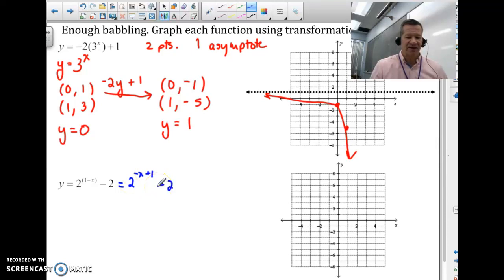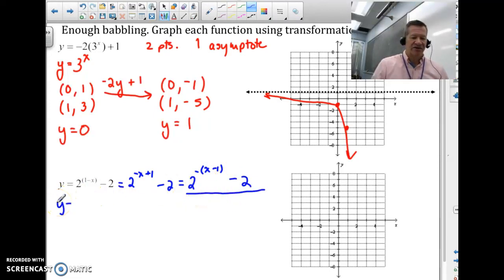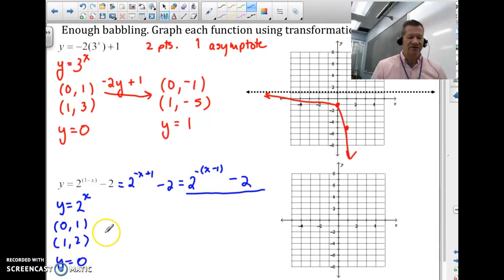But I still don't like that because I don't want x to have a coefficient other than 1. It'll screw up my shift. So I take out the negative, and that leaves me then x minus 1 minus 2. So here's the function that I'm graphing. So the parent function is the base 2 to the x power. That will go through, if I put in 0, 2 to the 0 is 1. If I put in 1, 2 to the first is 2. And I'll have a horizontal asymptote at y equals 0.